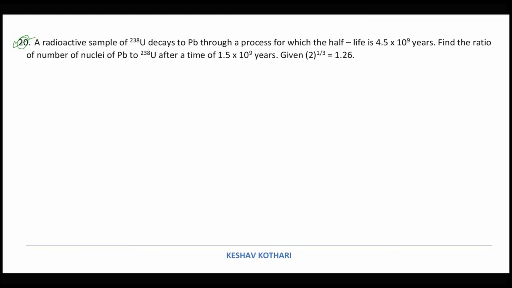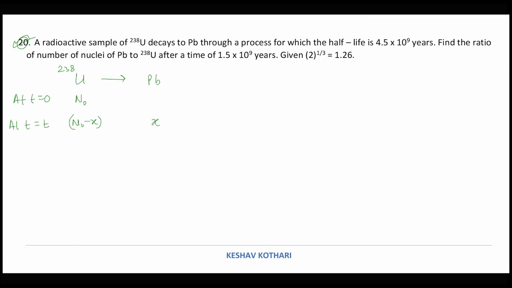So if we proceed with this problem, we are considering that uranium-238 is converting into lead following radioactive decay. Now we are considering that at T equals 0, the number of uranium atoms is N0, and at a time T equal to T, the value will become N0 minus X. Now the number of lead nuclei formed will be X.